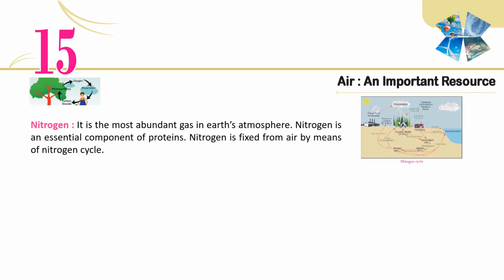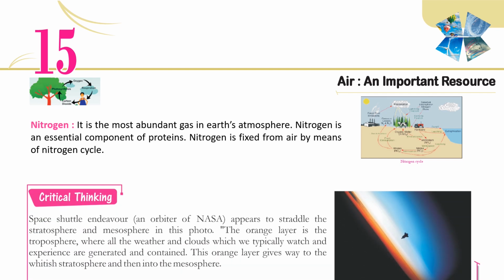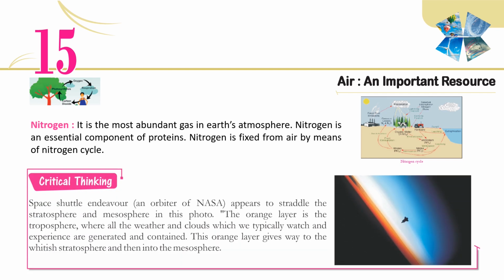Nitrogen. It is the most abundant gas in Earth's atmosphere. Nitrogen is an essential component of proteins. Nitrogen is fixed from air by means of nitrogen cycle. Critical thinking. Space Shuttle Endeavour, an orbiter of NASA, appears to straddle the stratosphere and mesosphere in this photo. The orange layer is the troposphere, where all the weather and clouds which we typically watch and experience are generated and contained. This orange gives way to the whitish stratosphere and then into the mesosphere.